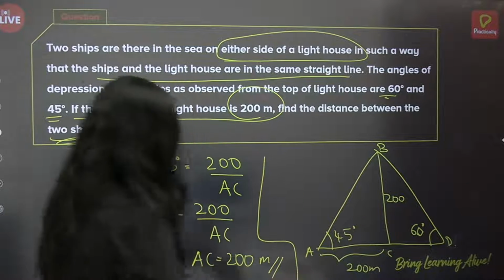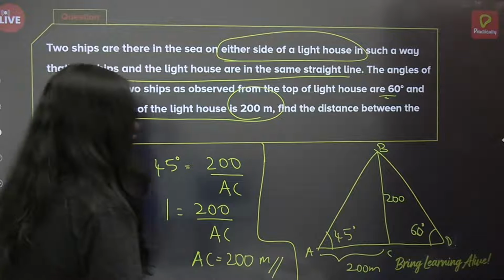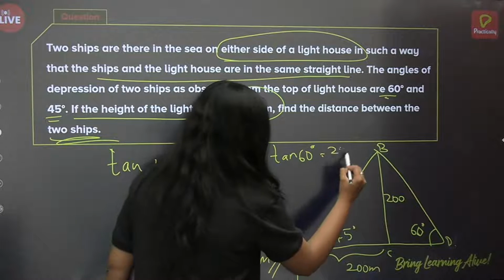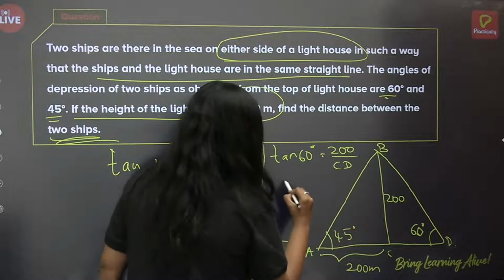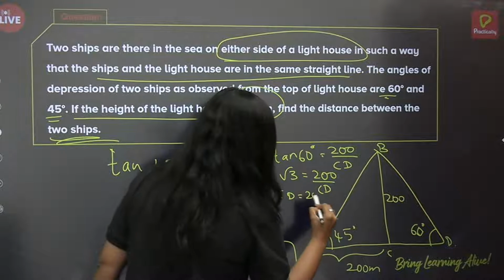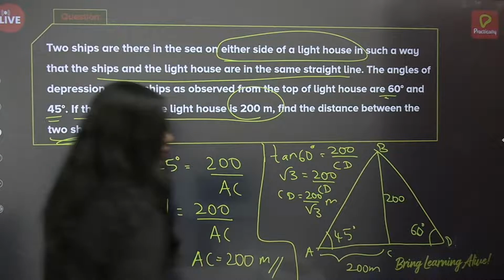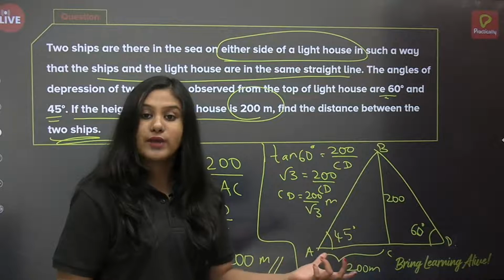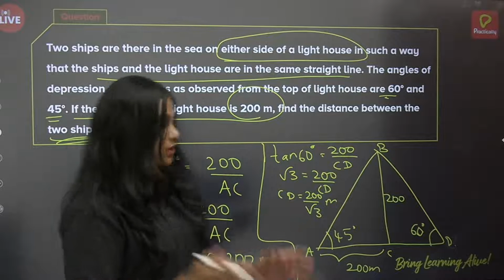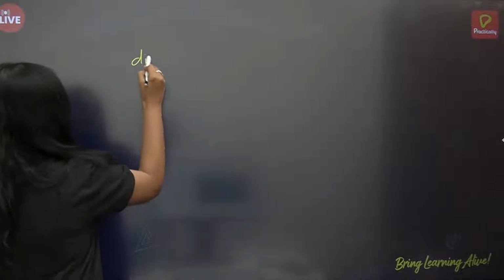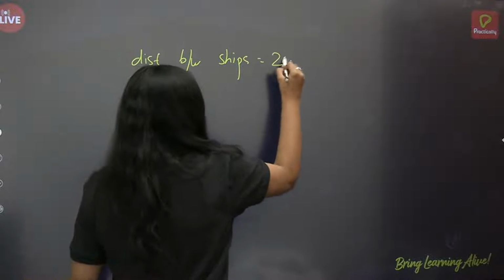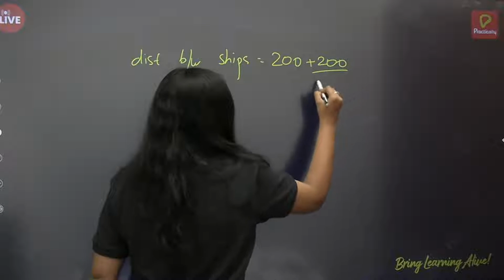So let me just write here itself because the diagram is there. Now tan 60 degrees equals 200 by CD. So root 3 equals 200 by CD, CD equals 200 by root 3 meters. So we got the length of CD as well. Now what do we have to do? We have to find AC plus CD. Why? Because they have asked the distance between the ships. So distance between ships equals 200 plus 200 by root 3.